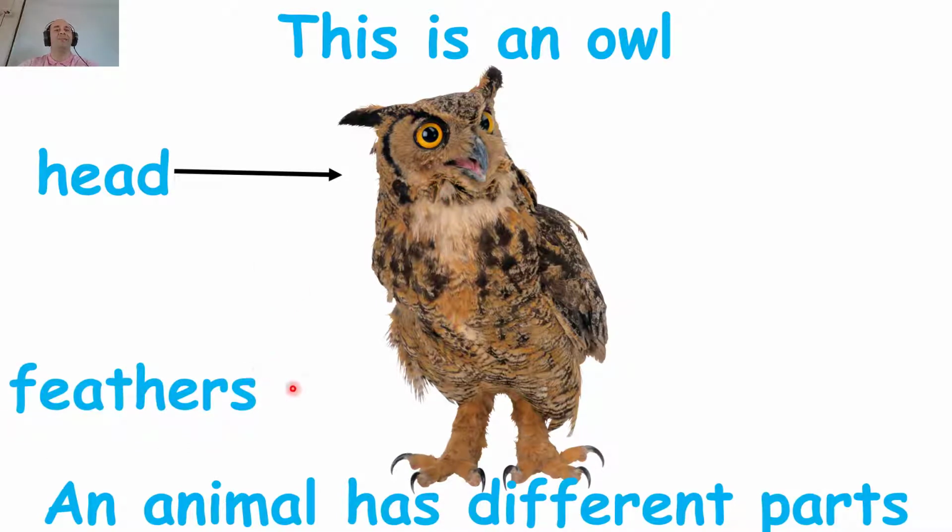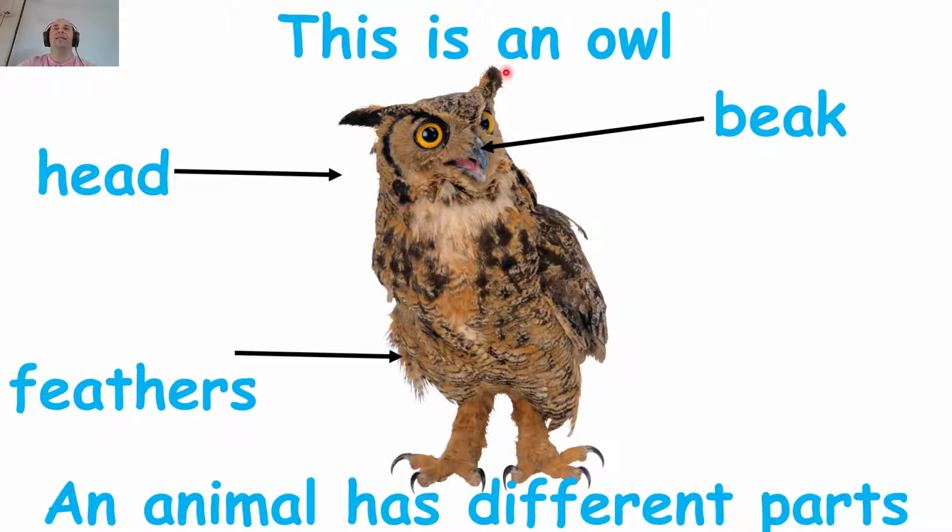And an owl has feathers. These things here are feathers, and they help the owl to fly. Many birds have feathers, and they can fly. Also, an owl has like a nose. It is called a beak. An owl and an eagle and many birds have a beak. It's like the nose of the bird. And the last one, an owl has talons, very sharp to catch its food.